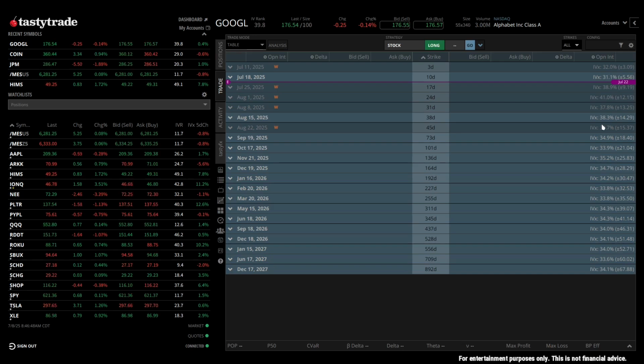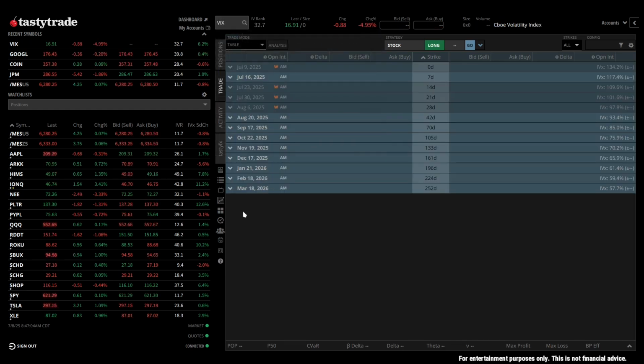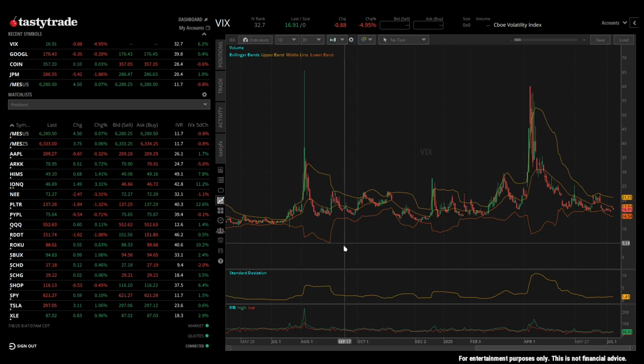Well, it doesn't quite work that way. It's skewed a little bit because implied volatility typically spends much more time in the lower end of its range than the higher end of its range. And we can see this with VIX. Take a look at the VIX chart here. You can see we spend most of the time down here in the 15 to 20 area in VIX, right?